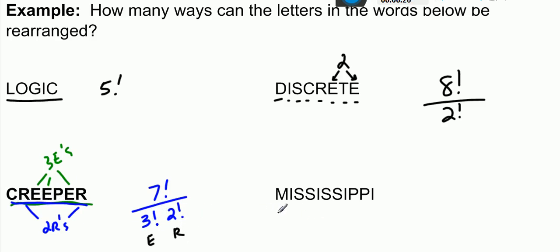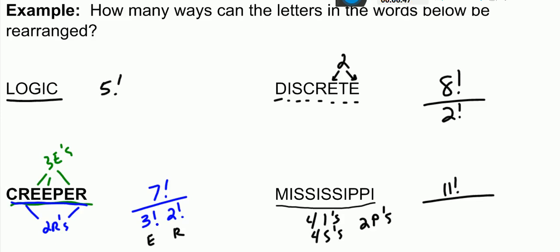Now when you get to a word like Mississippi, which has a lot of repetition, you're just going to have more writing to do. The word itself has 11 characters, so we're going to start with 11 factorial on the top. Now there's 4 i's, there's 4 s's, and there's 2 p's. So we're going to have a 4 factorial for the i's, a 4 factorial for the s's, and then a 2 factorial for the p's.